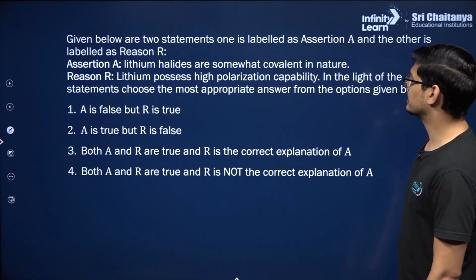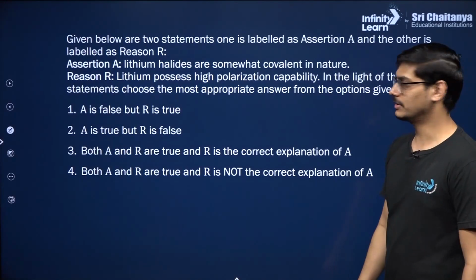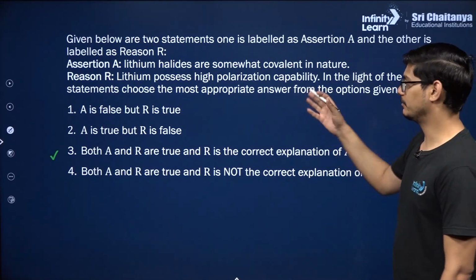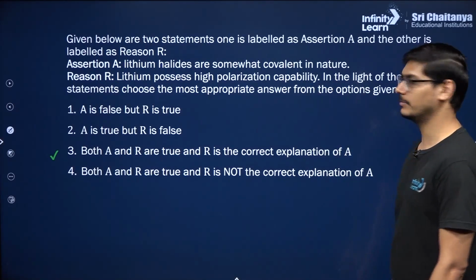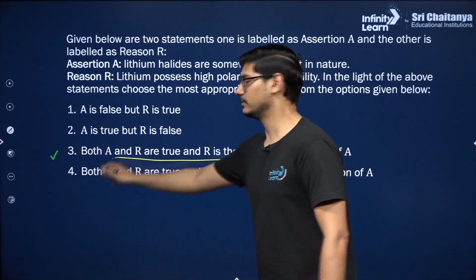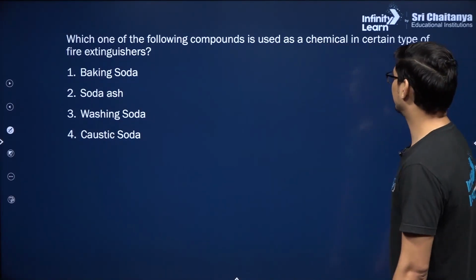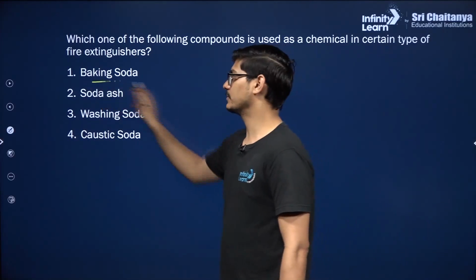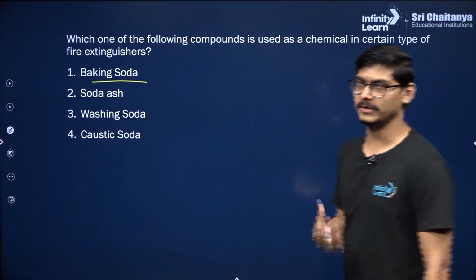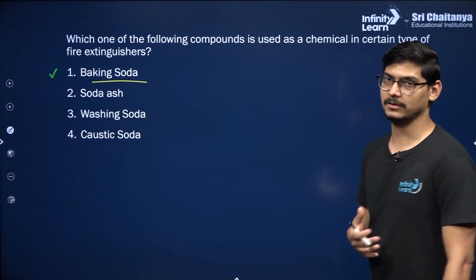Given below two statements, lithium halides are somewhat covalent in nature. Yes, because lithium possesses high polarization capability. True, right? So both are correct, and it is the correct explanation. Which one of the following compounds is used as a chemical in certain type of extinguishers? Of course, baking soda, NaHCO3. On reaction with sulfuric acid, it produces carbon dioxide.